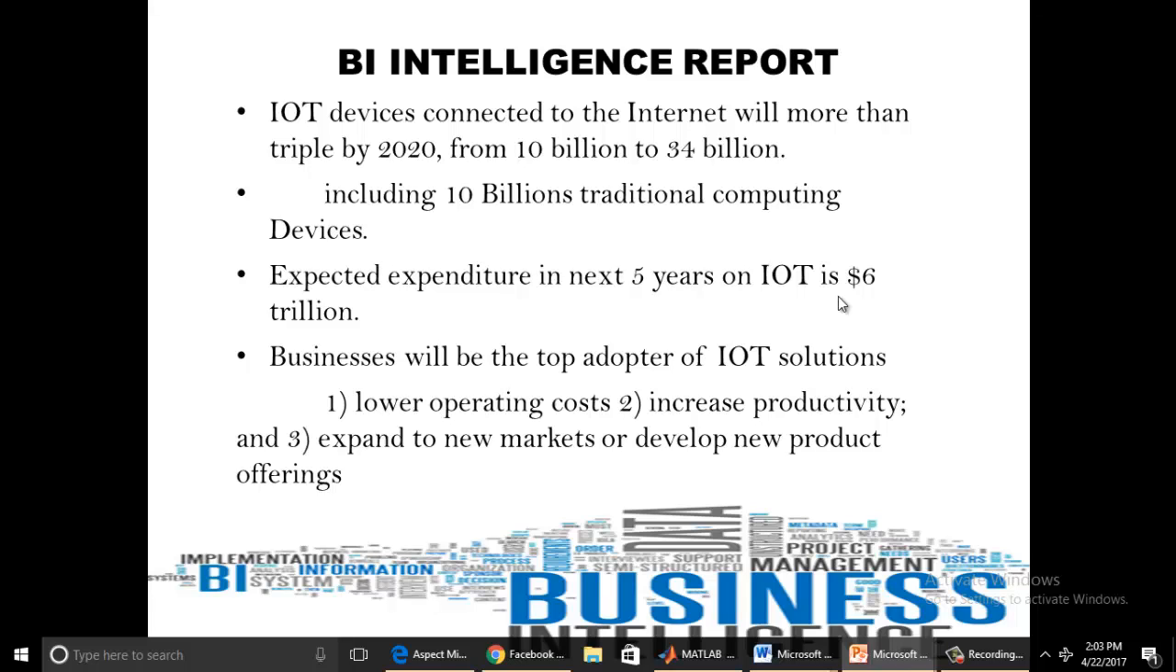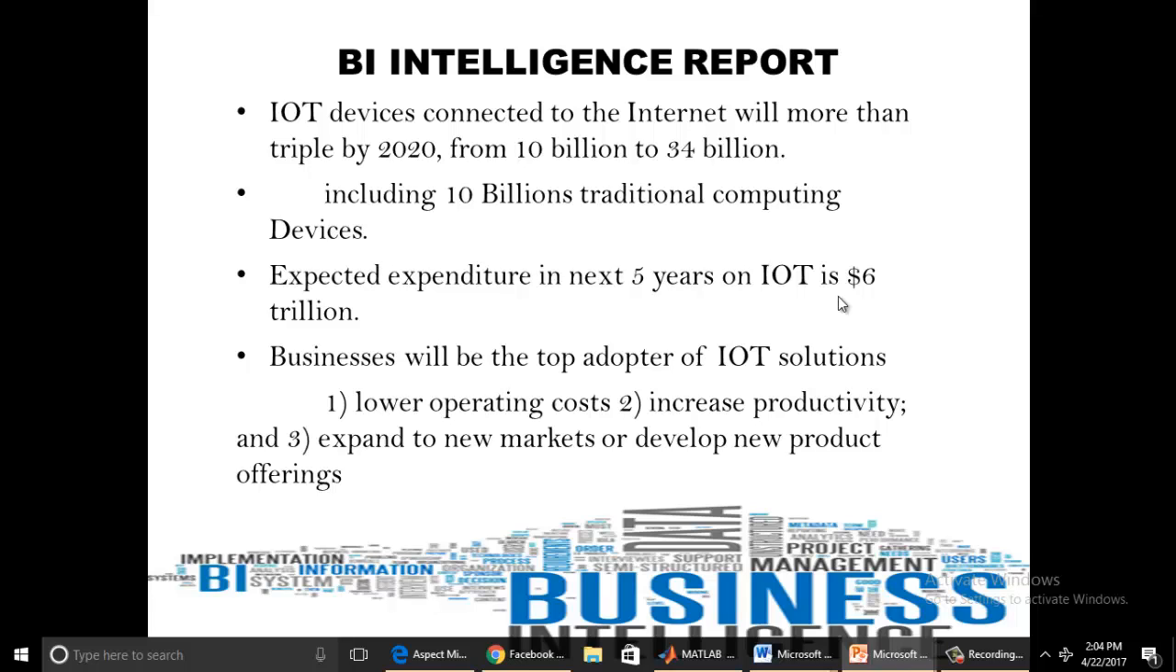That's very significant. Businesses will be the top adopters of Internet of Things solutions because they will use Internet of Things to lower their operation costs, increase their productivity, and expand to new markets to develop new product offerings. And that is very important. They also conclude that government will be the second largest adopter, while consumers will be the group least transformed by the Internet of Things. That report is openly available on the internet, and you can refer to it. There are hundreds of points about Internet of Things, which give you a better understanding of where we are going with the Internet of Things.